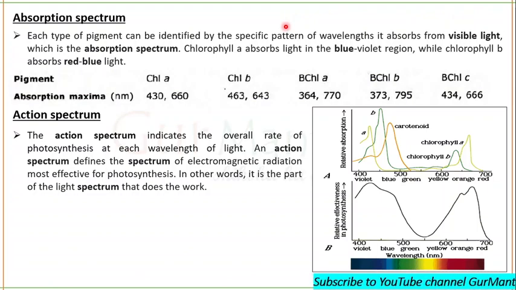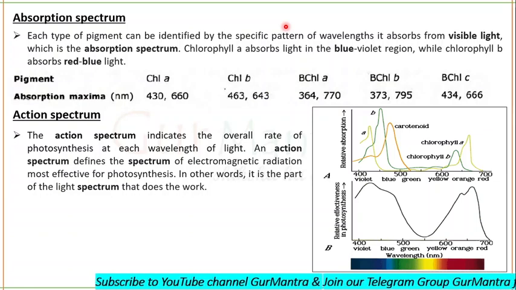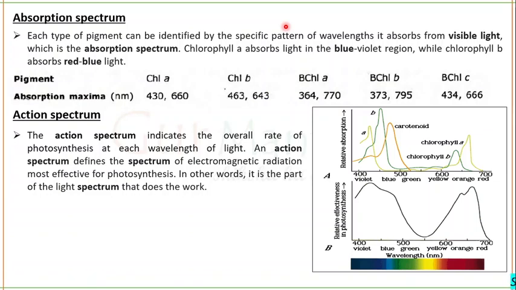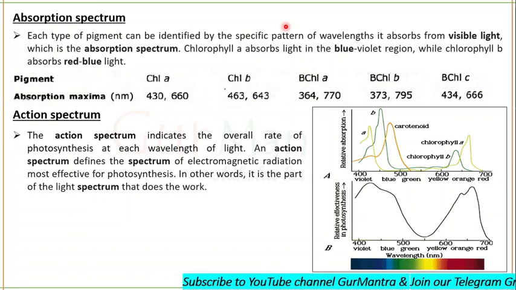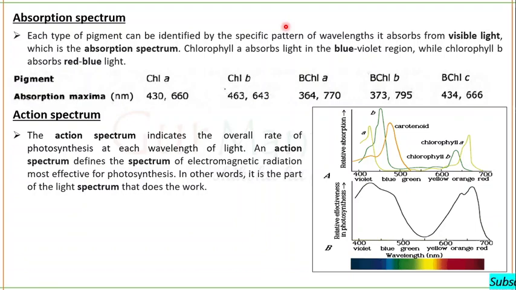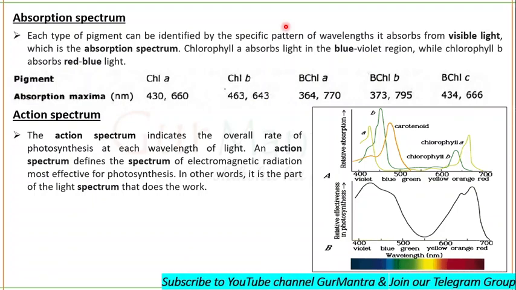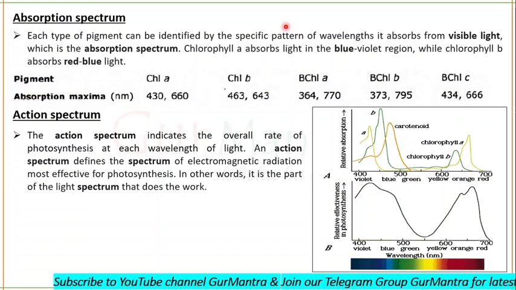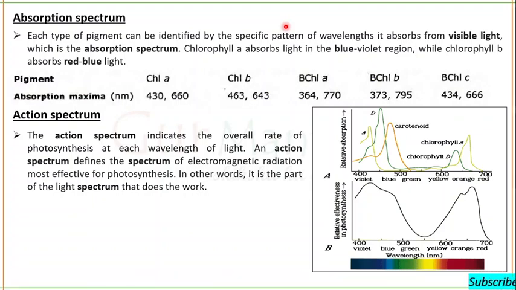Okay, so we know about photosynthetic pigments. What is the role of photosynthetic pigments? Photosynthetic pigments absorb the solar light. We know that during photosynthesis, solar energy is converted into chemical energy. Okay, so how can it be possible? It can be possible only when solar energy is trapped, and it is trapped by photosynthetic pigments.